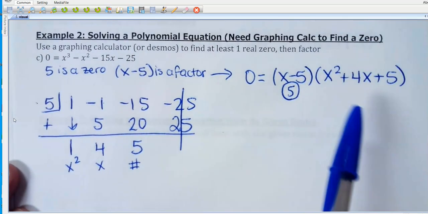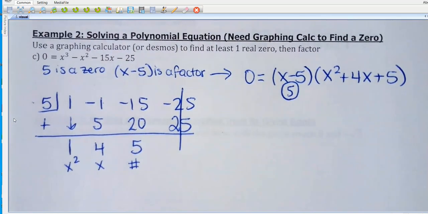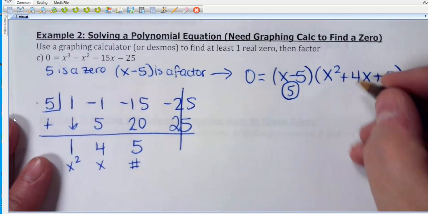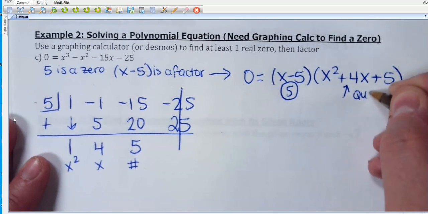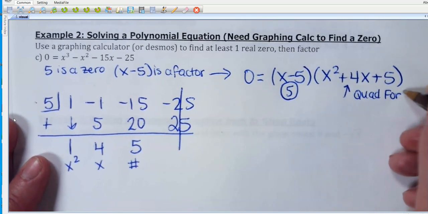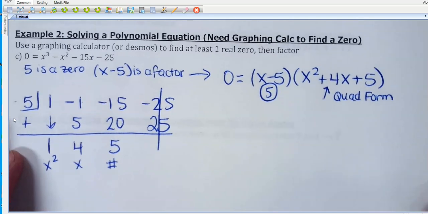How would you use the x squared plus 4x plus 5? How could I use that to get the other answers? Exactly. You would set this equal to 0. You just want to use the quadratic formula on this. And it is at the top of the page if you guys forget it.